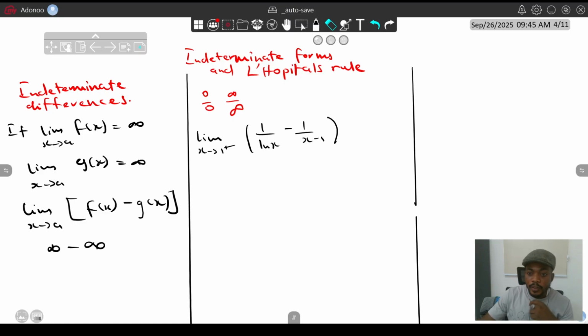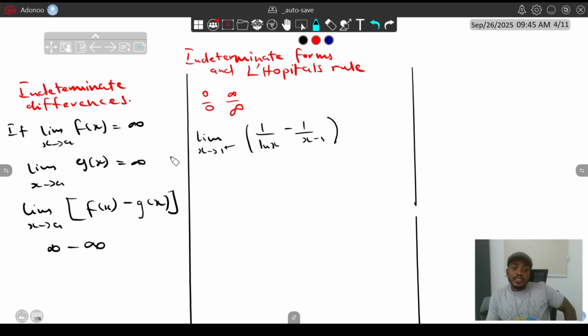So in the previous video, we started talking about the indeterminate forms and L'Hopital's rule, right? We spoke about the indeterminate forms 0 over 0 and infinity over infinity. Here we are going to talk about other variations of the indeterminate forms and see how best we can handle them. Great. First, we are going to talk about the indeterminate difference.